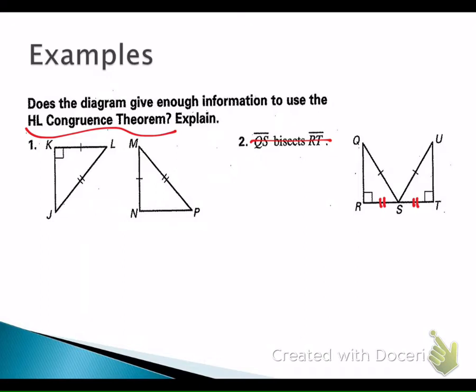The first thing you want to look for with HL is, are we even looking at right triangles? So number 1, is this a right triangle? No. Yes. This one is. Is this one? No, it looks like one, but remember, it looks like one is not a reason you can use in geometry. So this one is a no. And to explain, I would just say not a right triangle.